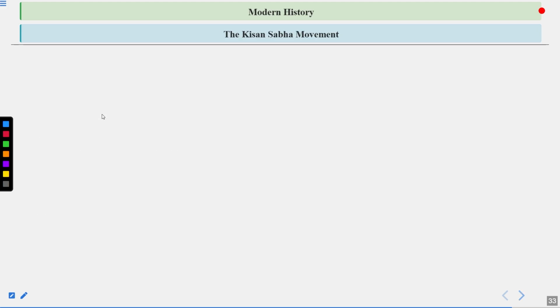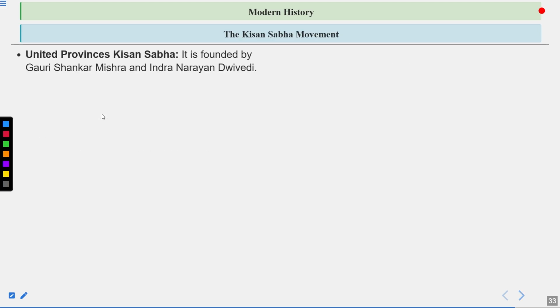Then the Kisan Sabha movement. The United Province Kisan Sabha was founded by Gauri Shankar Mishra and Indra Narayan Dwivedi. The Awadh Kisan Sabha, 1920, was founded by Baba Ramchandra.